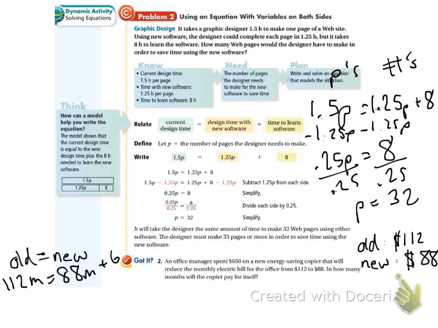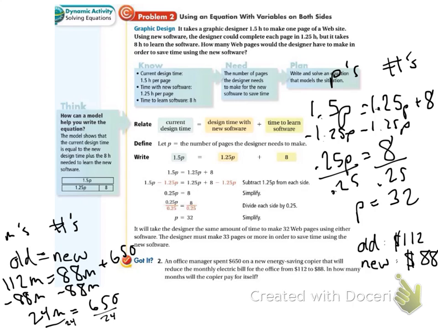So 88m plus $650. I'm going to make the left side my m's and the right side my numbers. So I subtract 88m, which gives me 24m equals 650. And then I divide both sides by 24. Oh, that's bad. Sorry, we're getting a little sideways here. Divide by 24.